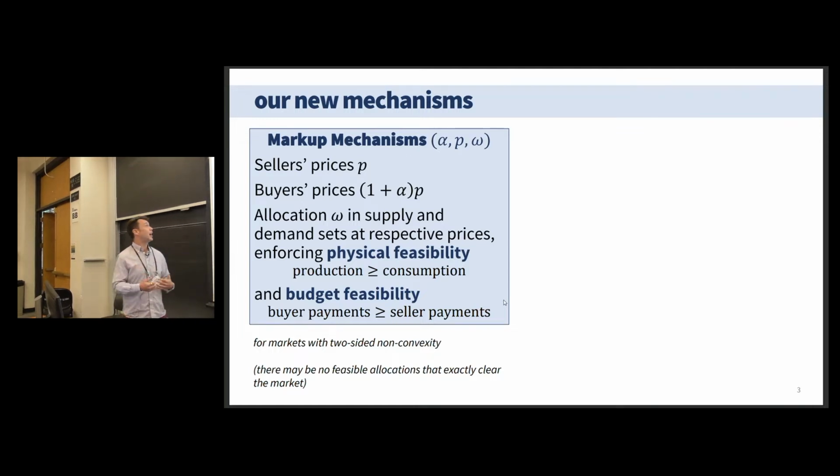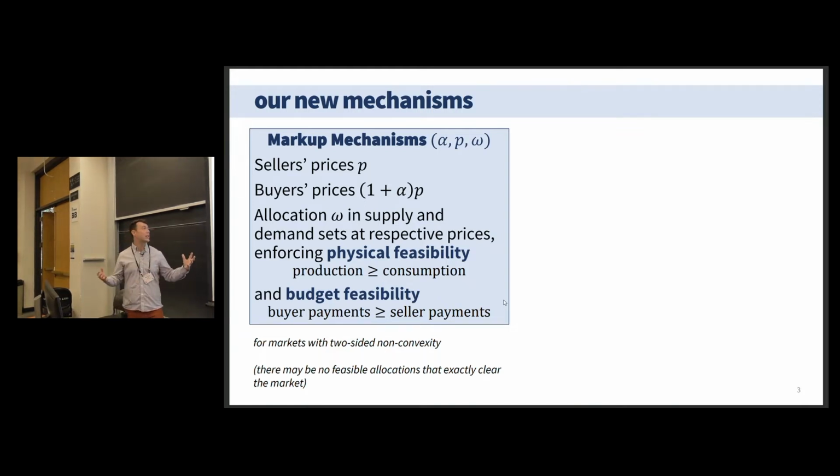In this setting, we're then going to have an allocation to buyers and sellers, such that buyers are all allocated something in their demand sets given those prices. Sellers are all allocated something in their supply sets given those prices, and we'll enforce physical feasibility. So supply has to be weakly greater than demand, and budget feasibility also, so that there are more payments from buyers than there are from sellers.